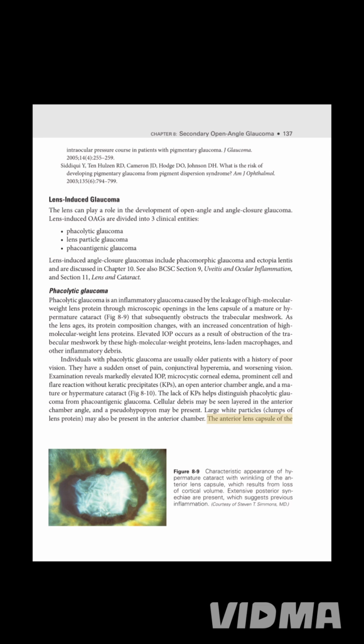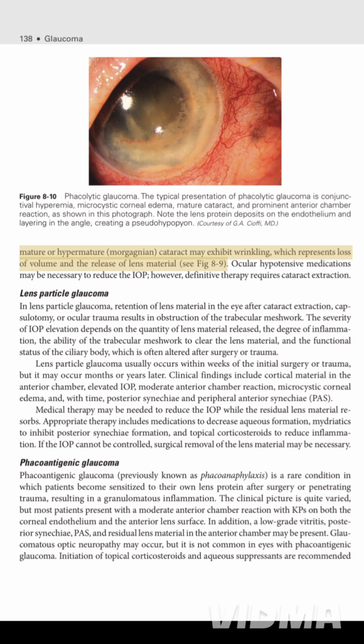Figure 8-9. Characteristic appearance of hypermature cataract with wrinkling of the anterior lens capsule, which results from loss of cortical volume. Extensive posterior synechiae are present, which suggests previous inflammation. Mature or hypermature, Morgagnian, cataract may exhibit wrinkling, which represents loss of volume and the release of lens material. Ocular hypotensive medications may be necessary to reduce the IOP; however, definitive therapy requires cataract extraction.